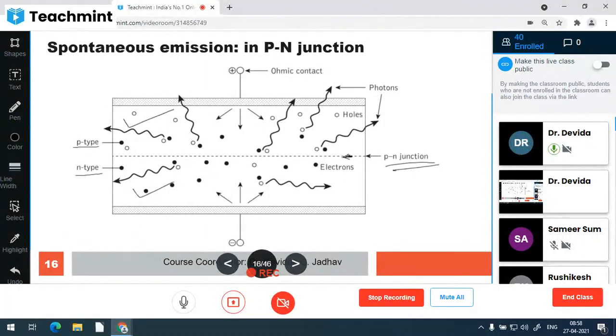What is there in the P type region? The P type region contains absence of electrons, that is holes, and they are in large number. So holes are in large number. Here it is written holes. The N type region contains electrons. Here it is written electrons. So this filled circle is an electron. So electrons are in large number in the N type region.